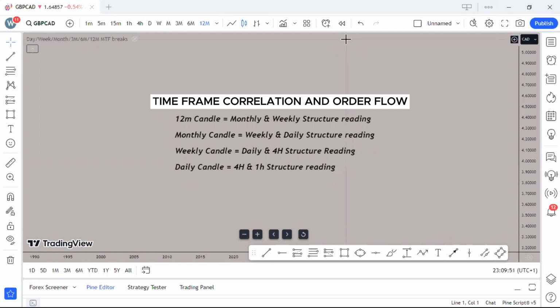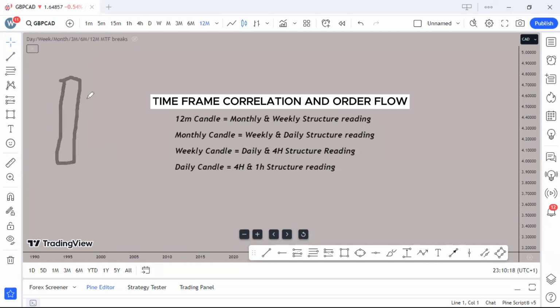Okay, in continuation of our series on candlestick formation, now I want to talk about time frame, coloration, and order flow. For example, this is a 1 year candle.